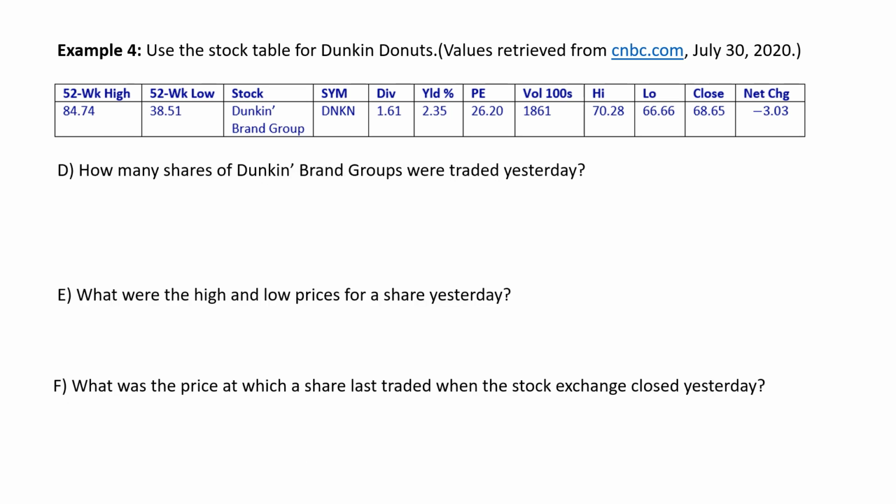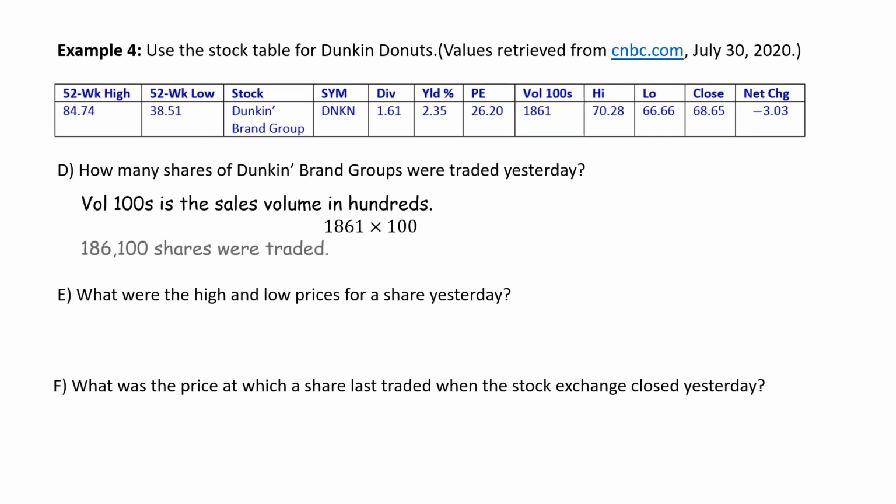D, how many shares of Dunkin' Brands Group were traded yesterday? Volume 100s is the sales volume in 100s. On the chart, it's 1861 multiplied by 100, and the product, 186,100 shares were traded. Part E, what were the high and low prices for a share yesterday? Find high, 70.28, so $70.28, and the low is $66.66.